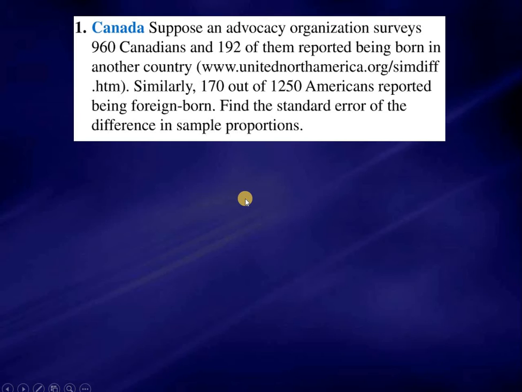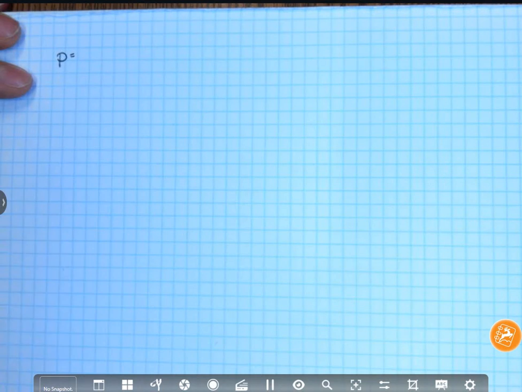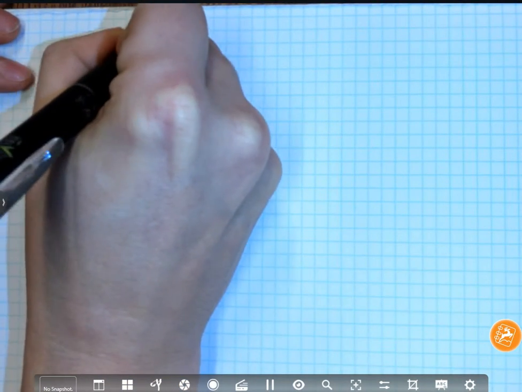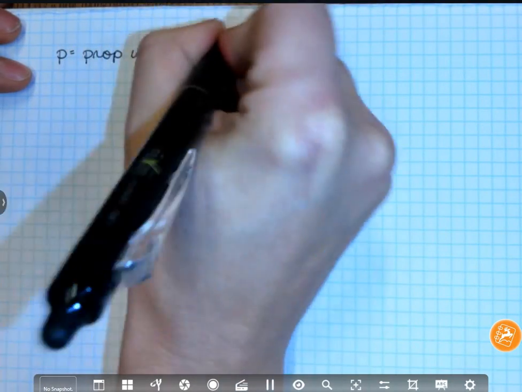The proportion who are foreign born. Should I put Canadians in there? No. Should I put Americans in there? Why shouldn't I put those guys in there? Yeah, those are my groups. So I'm just going to be putting for P the proportion who are foreign born.